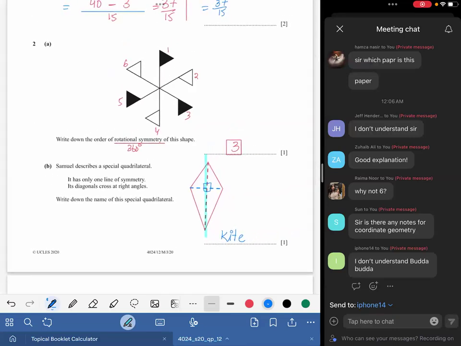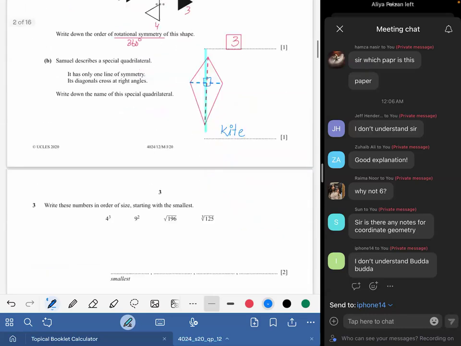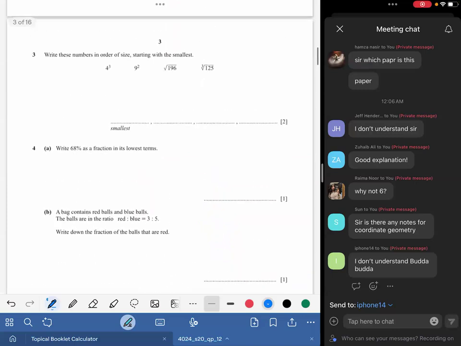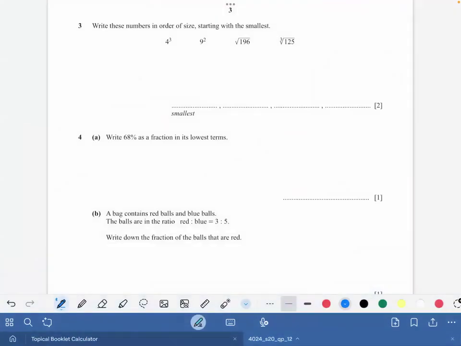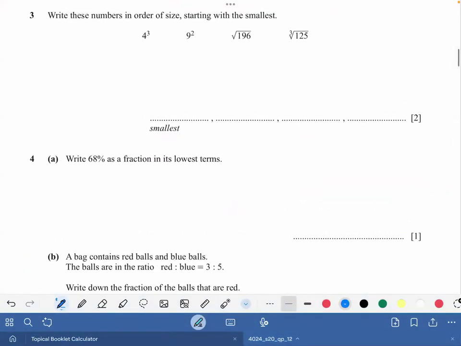So, proceeding. Done with question number 2. Let's see what question number 3 is. What do we have in question number 3 in front of me? They say to write these numbers in order of size, starting with the smallest number.